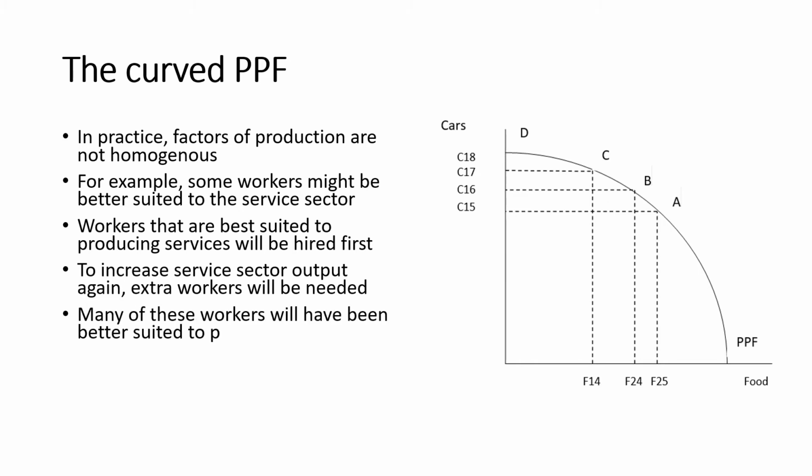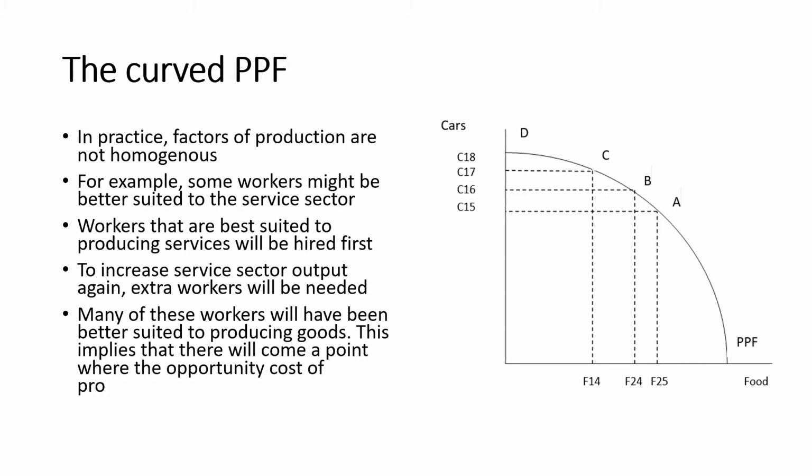Many of these workers will have been better suited to producing goods. This implies that there will come a point where the opportunity cost of producing services will begin to start rising. So let's take another example. On the screen there, you've got an economy that can produce either food or cars. So let's imagine that the starting point for our analysis is shown by point A. And at point A, we're producing C15 cars and F25 food.